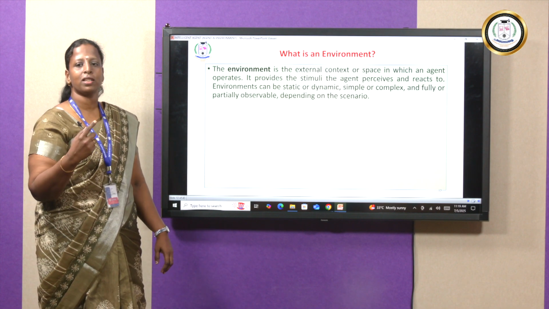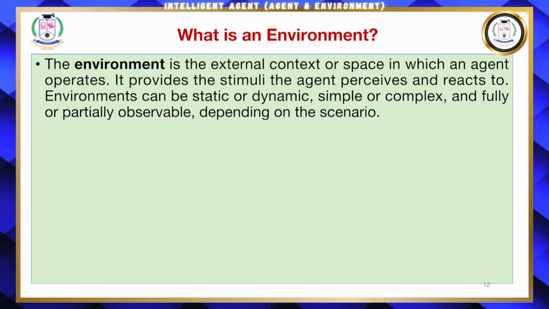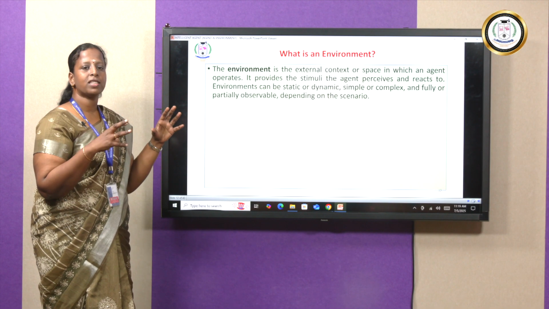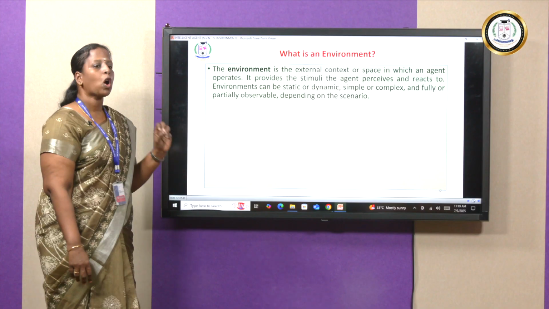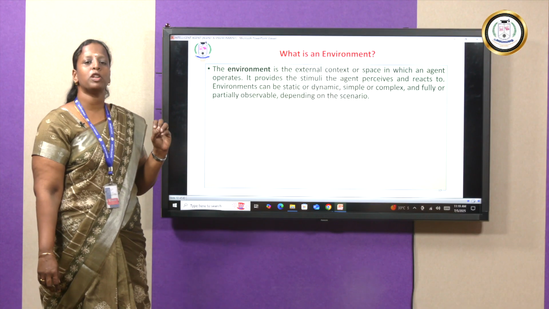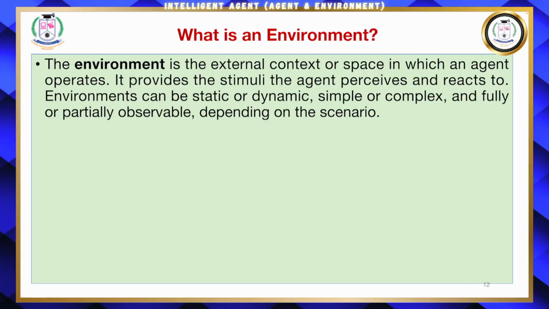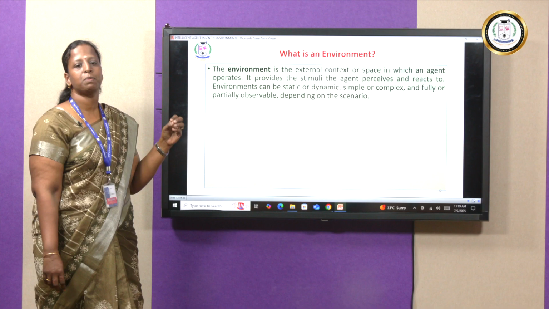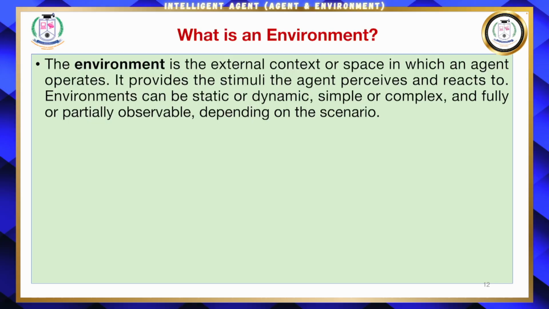This surrounding is called an environment, the place where we stand. So the environment is one in which the agent perceives and reacts. If the agent is there, it receives the input and reacts by means of the environment. Obviously we cannot say an environment should be static; it can vary. It can be static or dynamic, simple or complex, and fully observable or partially observable depending upon the situation that is taking place. Next we will see examples of environment.